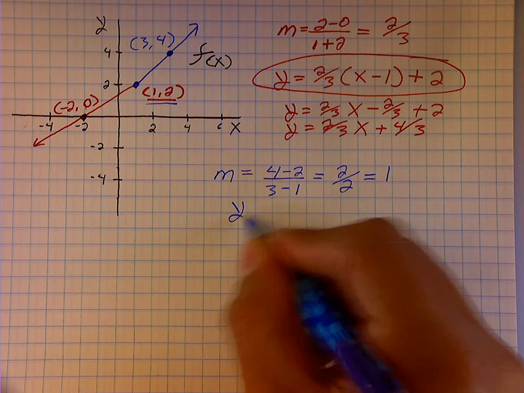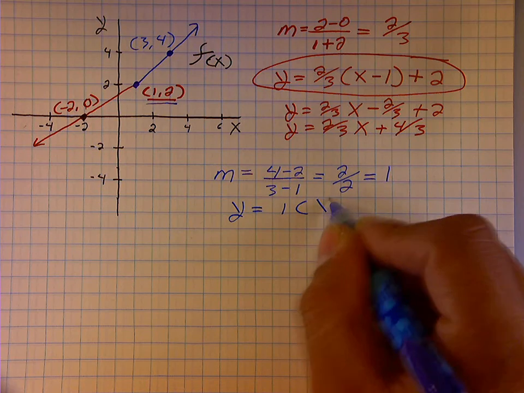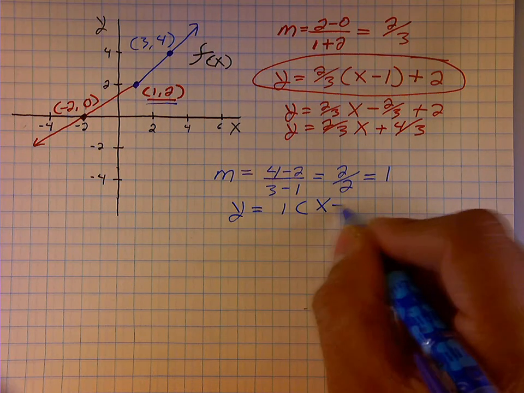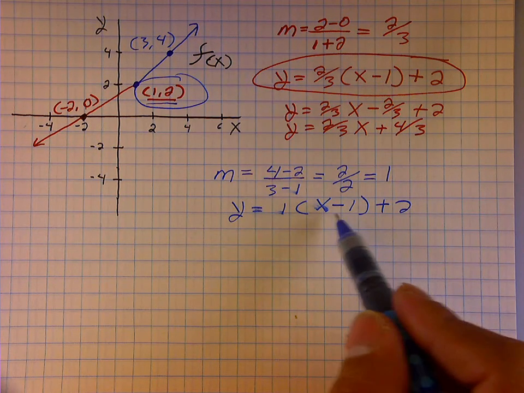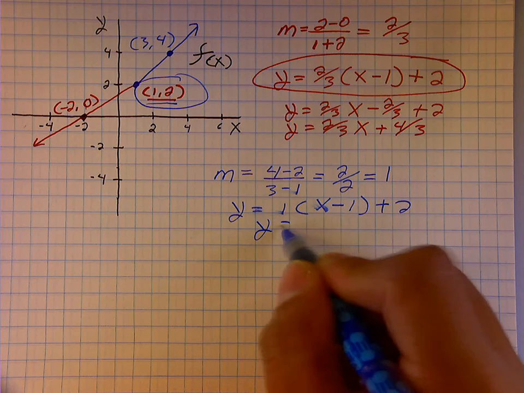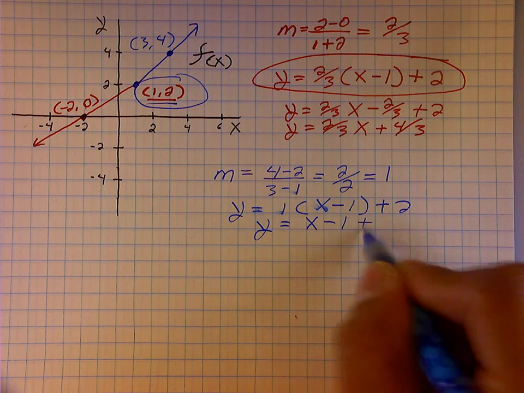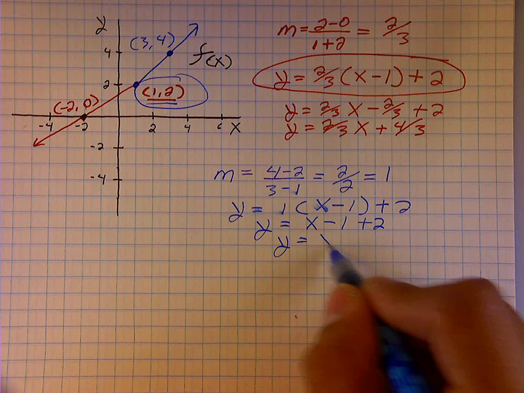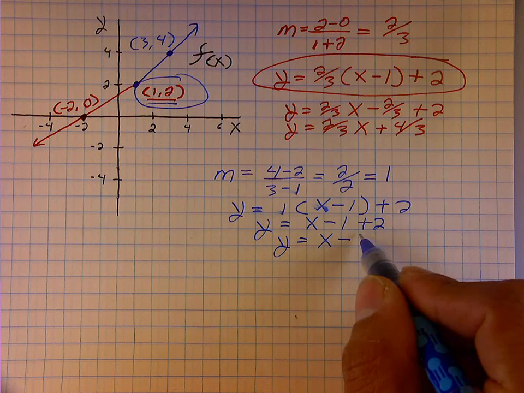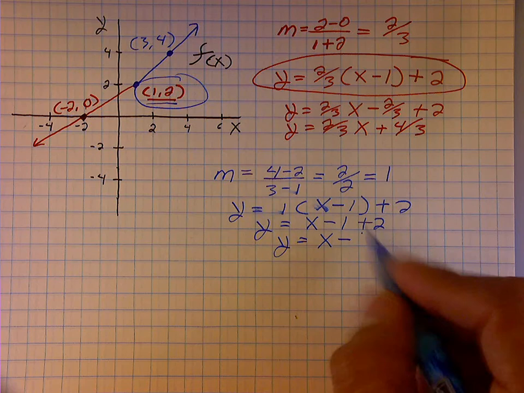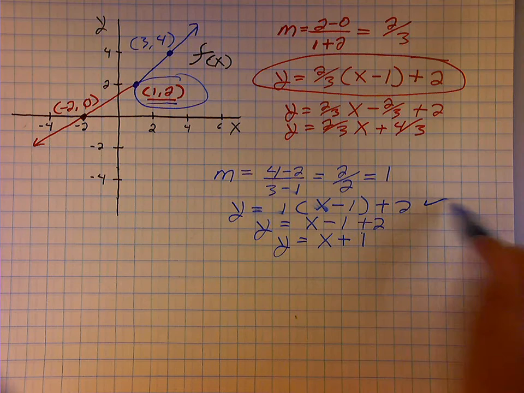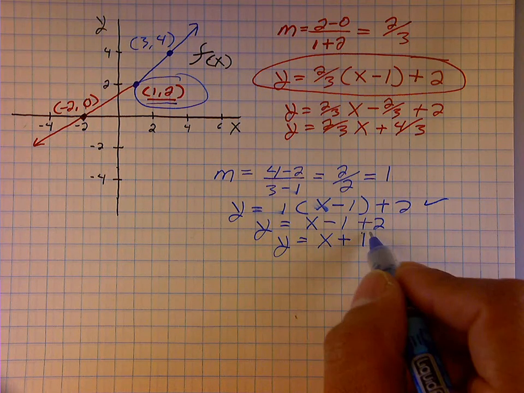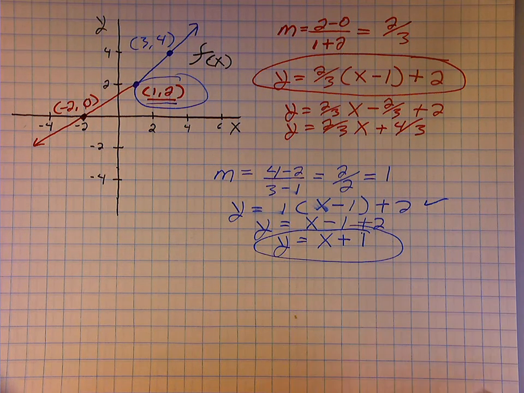When I put this into point slope, with the point (1, 2) and our slope of 1, I get 1 times x minus 1 plus 2. And again, I'm using the first point. I have integers, which is helpful, and I can simplify this one, giving me my equation in slope-intercept. Now, again, you can either use the point slope form of the line or the slope-intercept. In this case, I'll go ahead and use the slope-intercept because my answer is in integers.